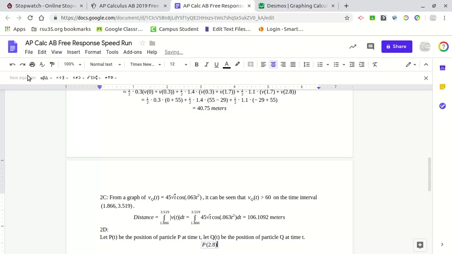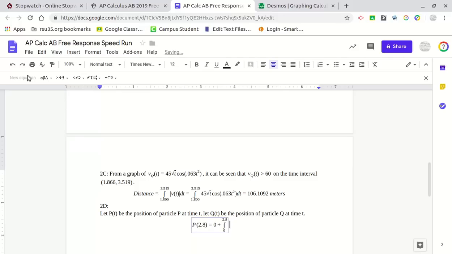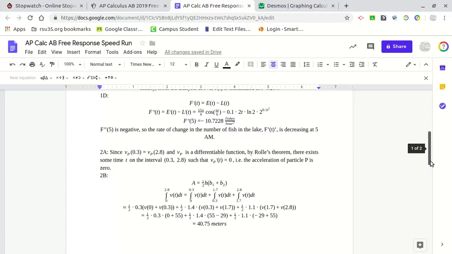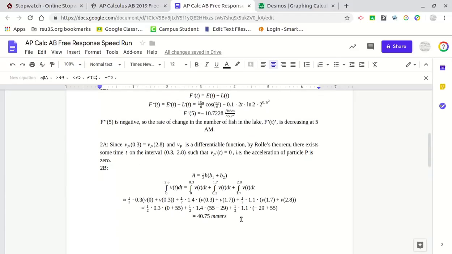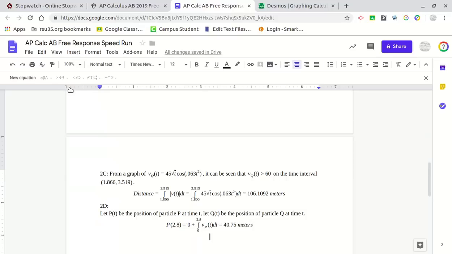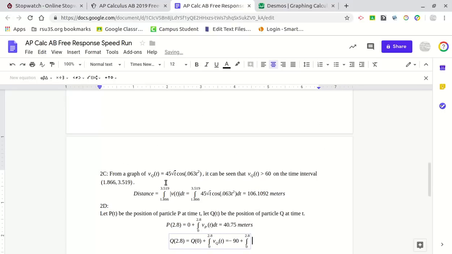So P of 2.8 is 0 plus the integral from 0 to 2.8 of V P of t dt, and that is 40.75 meters. Q of 2.8 is Q of 0 plus the integral from 0 to 2.8 of V Q of t. So Q of 0 is -90, and then we already know what V Q of t is. Oh, I forgot a dt here. Very important. The t squared dt, and then I can just do that here.